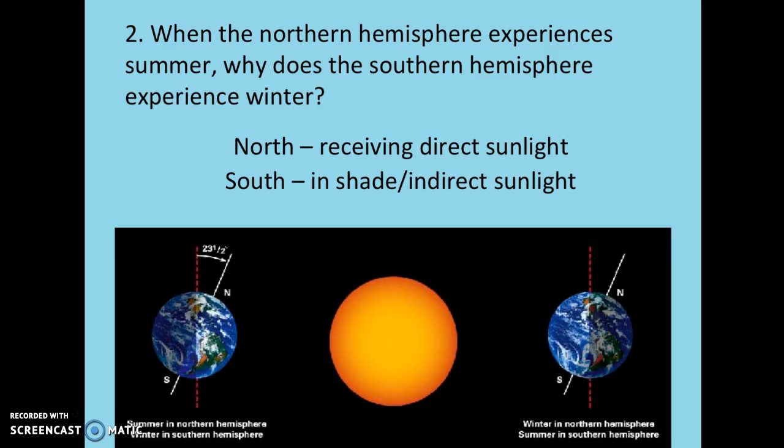When the Northern Hemisphere experiences summer, why does the Southern Hemisphere experience winter? Basically, across the equator, you're going to have a flip of the seasons, because the Northern Hemisphere is going to be receiving more direct sunlight, while the Southern Hemisphere is going to be mostly in shade. It's going to be receiving indirect sunlight. So that's why across the equator, you're going to have summer up here, and then below in the Southern Hemisphere, you're going to have winter.